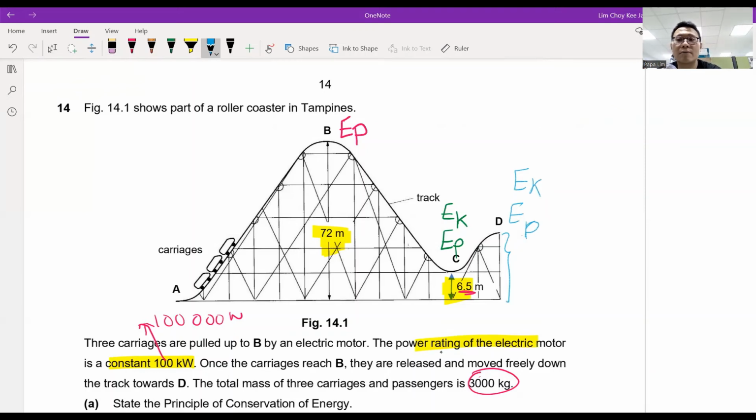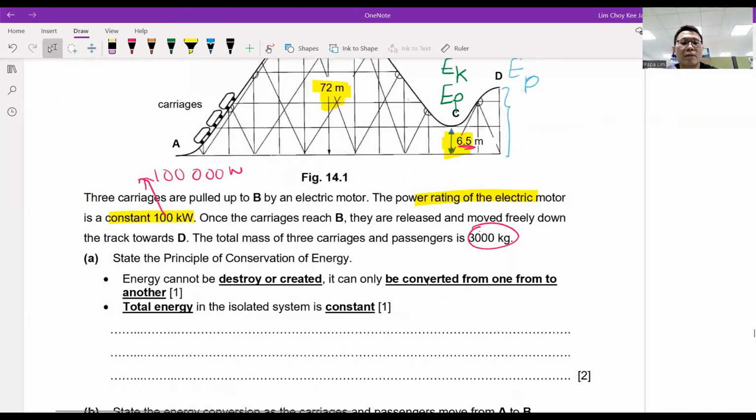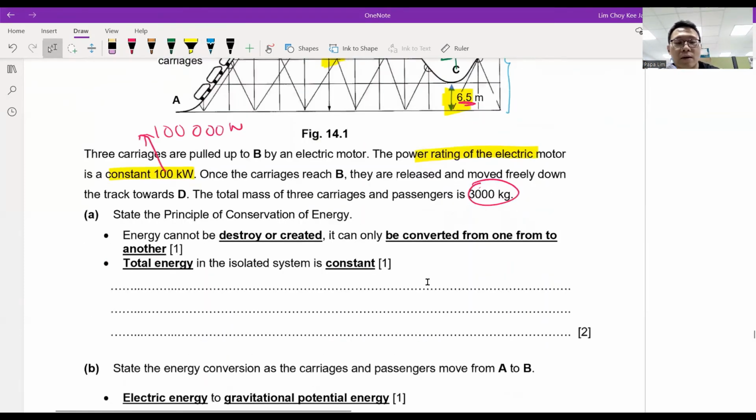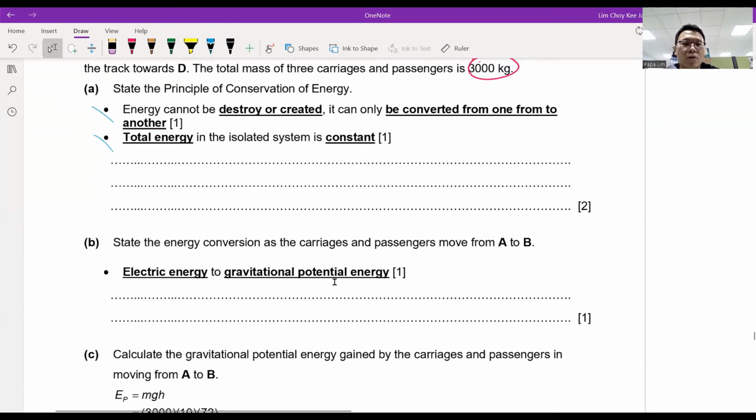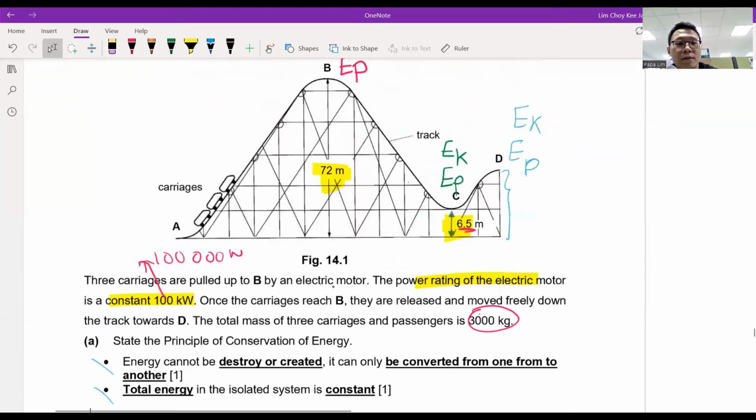I always have this habit of identifying all the energy first before I start to solve the question. So now, same thing, state the principle of conservation of energy. I would just say, just do your homework, then get your 2 marks. It's quite straightforward. Conversion of energy from A to B.